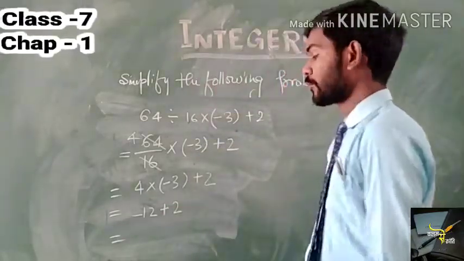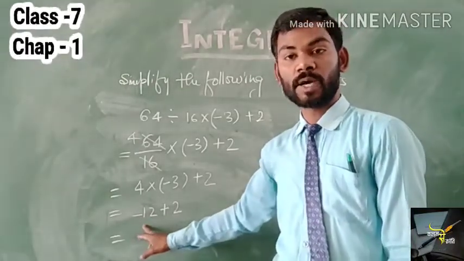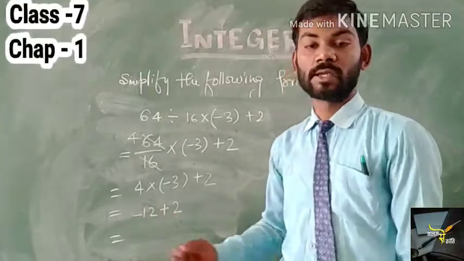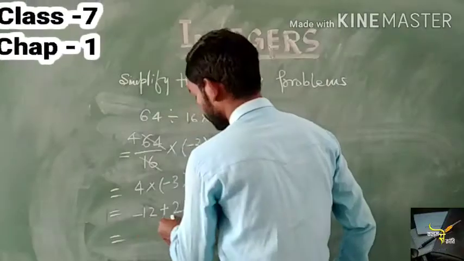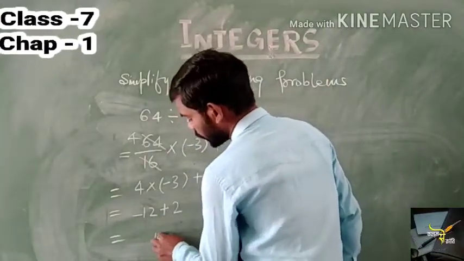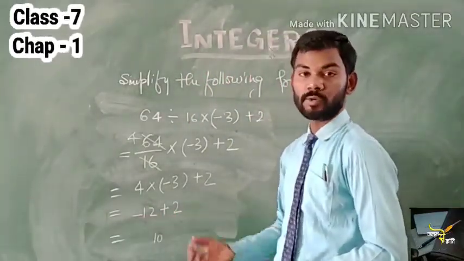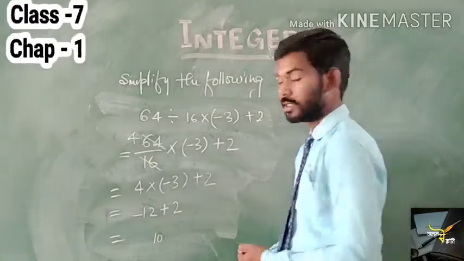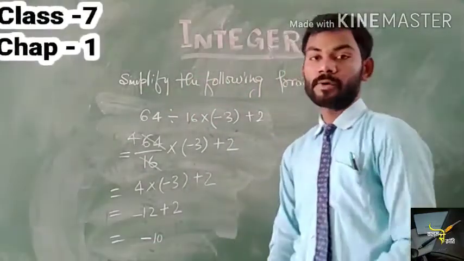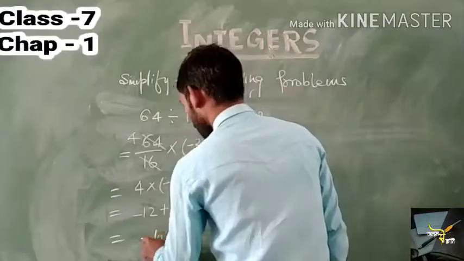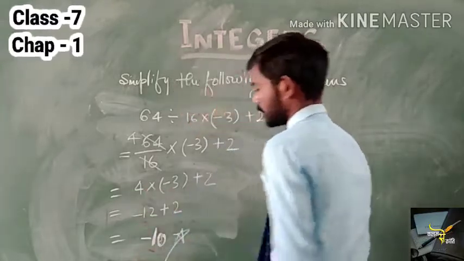Now in the next step we can see that both integers have different signs, that is, one has the minus sign and the other has the plus sign. Therefore they will be subtracted and give us a result of 12 minus 2 is 10 with the sign of the greater. Since 12 is greater than 2 and 12 has the sign of minus, therefore we write minus in front of 10, and therefore minus 10 is the right answer.